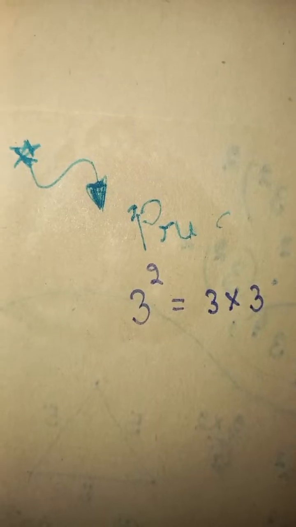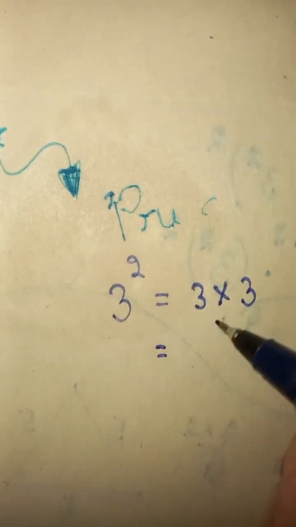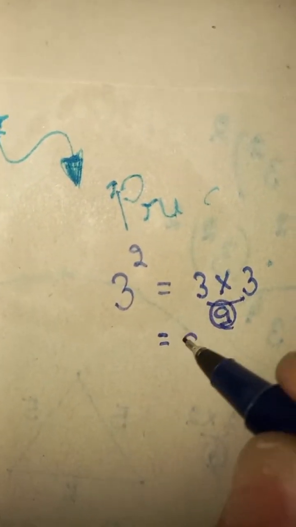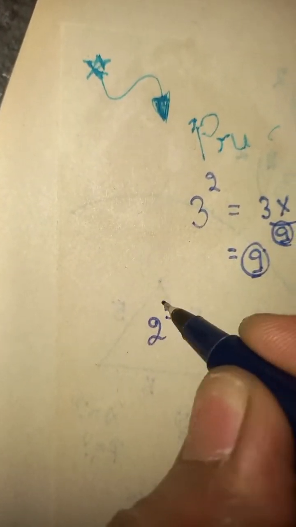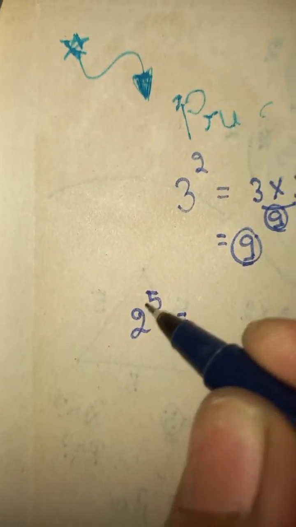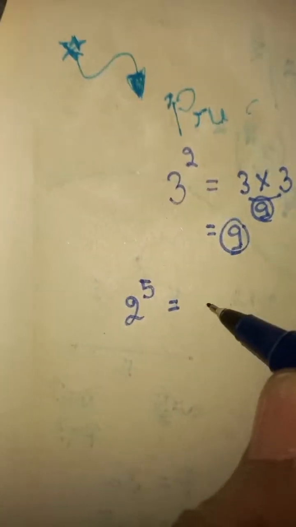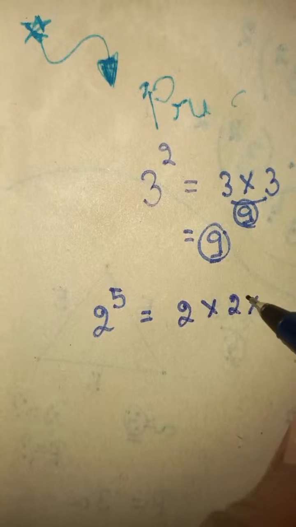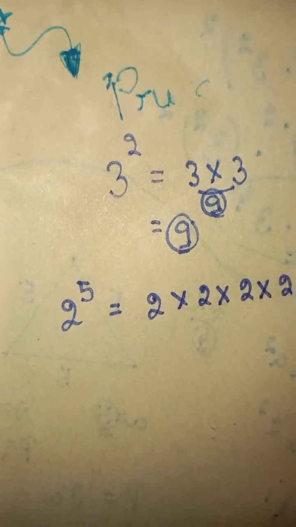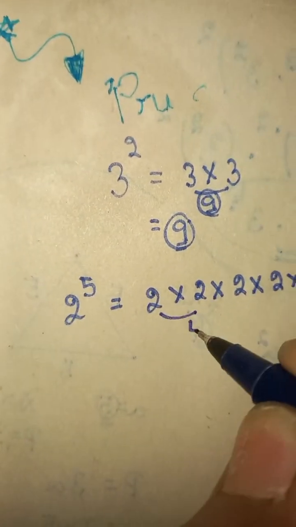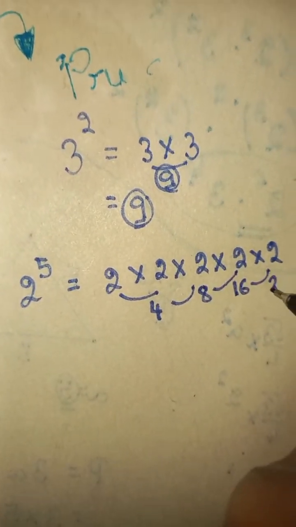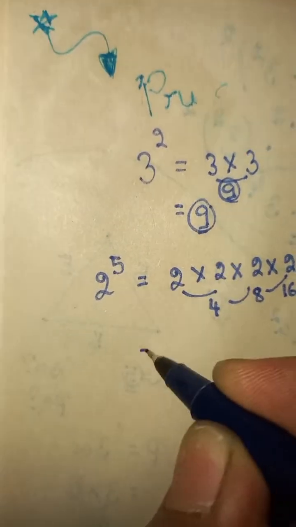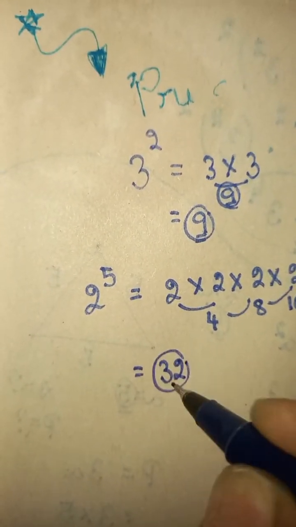3 times 3 is 9. So this is equal to 9. In the same way, 2 power of 5 means you need to multiply 2 by itself 5 times. This becomes 2 times 2 times 2 times 2 times 2. 2 times 2 is 4. 4 times 2 is 8. 8 times 2 is 16. 16 times 2 is 32. So this becomes equal to 32.